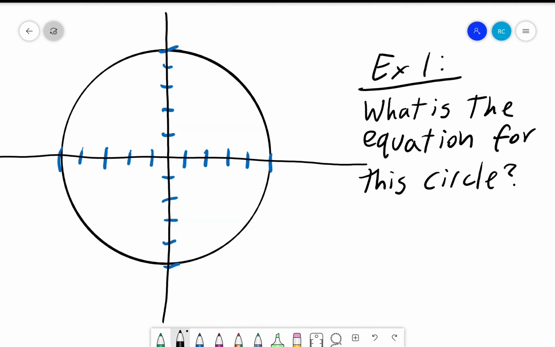So example 1, what is the equation for this circle right here? Now, this circle, pretty clearly, is centered at 0, 0, and it looks like it has a radius of 1, 2, 3, 4, 5. So take a moment, pause the video, see if you can give me an equation for this circle. Ready, set, go.